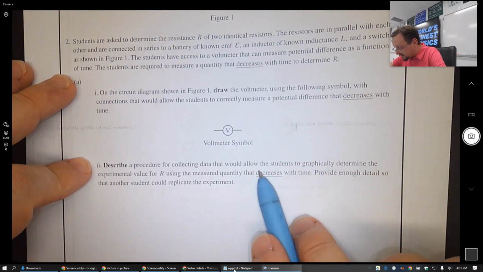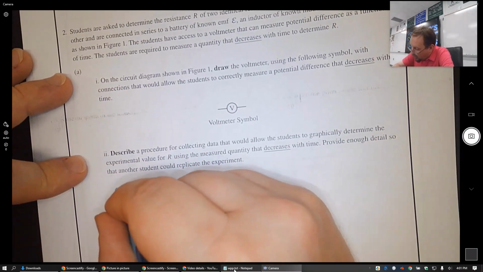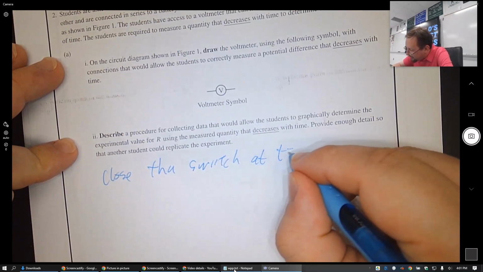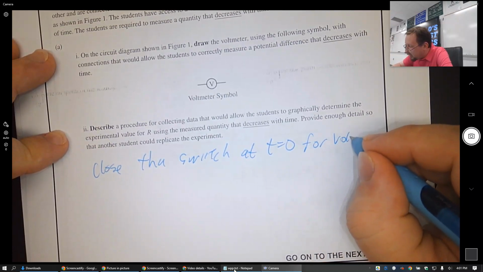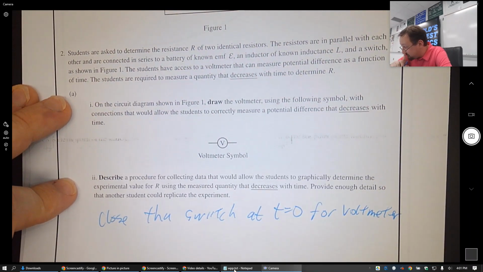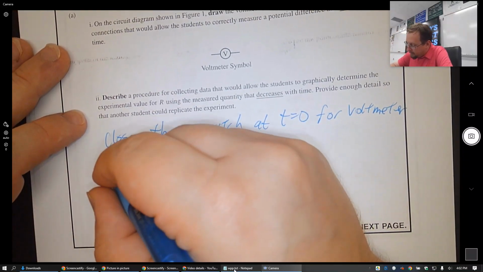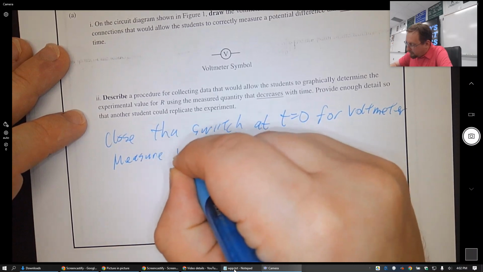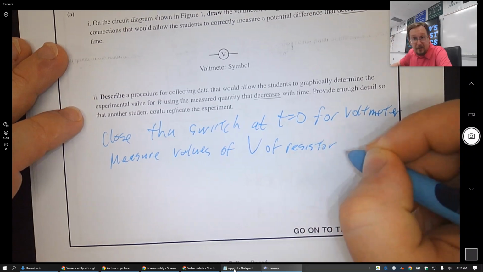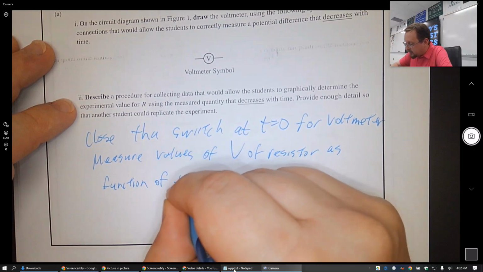Describe a procedure for collecting data that would allow students to graphically determine an experimental value for R using a quantity that decreases over time. Okay. Close the switch at time equals 0 for the voltmeter that would measure as a function of time. Measure values of the voltage of the resistor as a function of time. It's like this is a lab I do with my students.